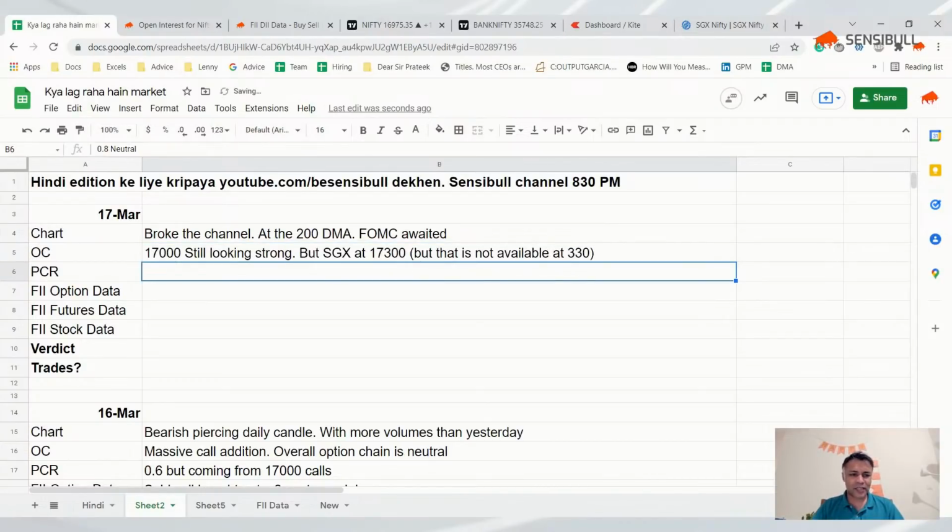And let us face it, after FOMC, who knows what? Because 17,250 is just 1.5% away. If a bad interest rate decision comes, it can easily go 1.5% down. PCR is at 0.8, which is kind of neutral.